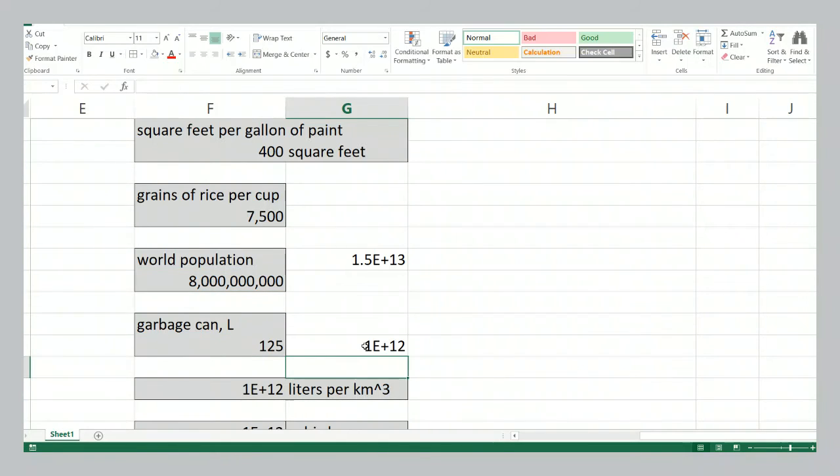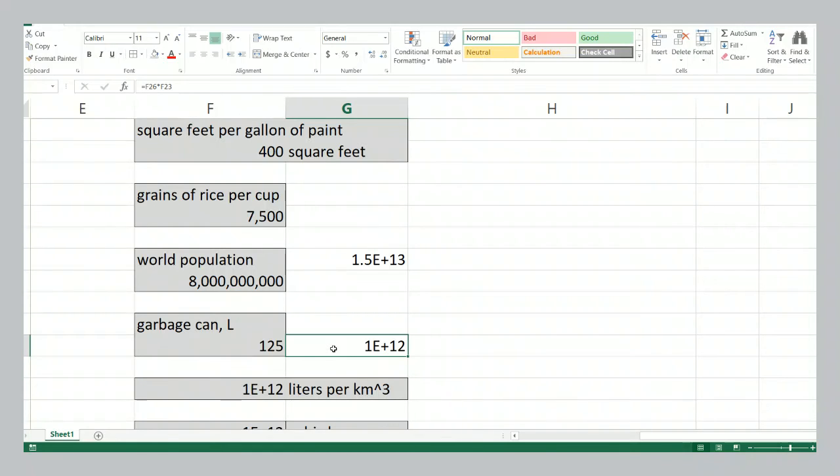That is 1 trillion liters. And 1 trillion liters is 1 cubic kilometer. So if every single person in the world filled up one of those outdoor garbage cans, the amount of space that all that garbage would take up is 1 cubic kilometer, which seems like, well, that's not that much, right?